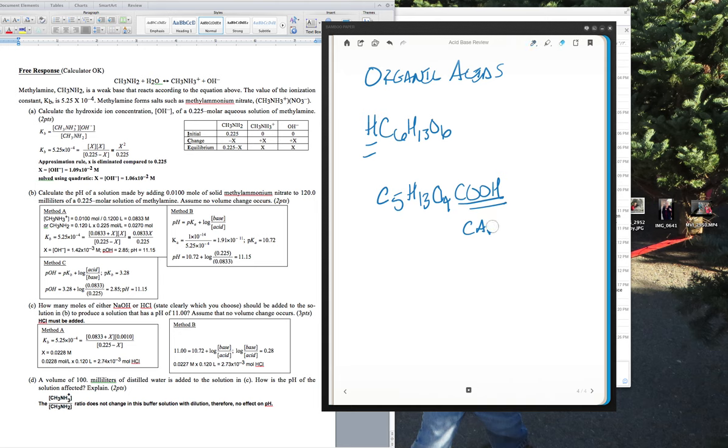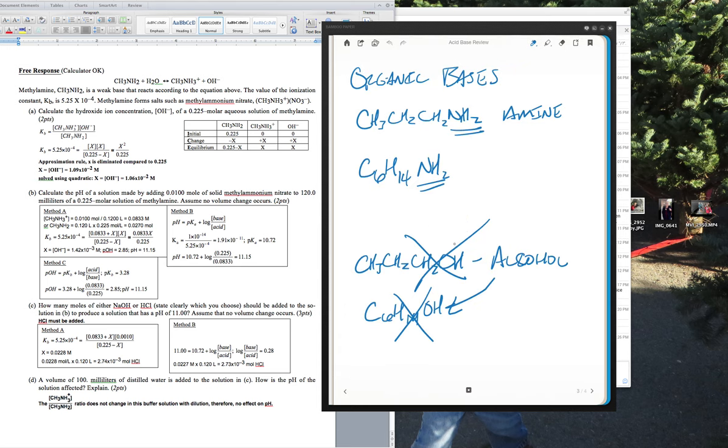I don't know how far AP has gone with some of this, and you don't have to know the naming, but you have to know what an acid will look like. So they might say to you, this is an acid or this is a base, which they've done in this question. They've said methylamine is a weak base. There are a few free response or multiple choice questions that will ask you to compare some acids and bases, and one of them might have an OH at the end, and you have to know that that is an alcohol and that's not a base.